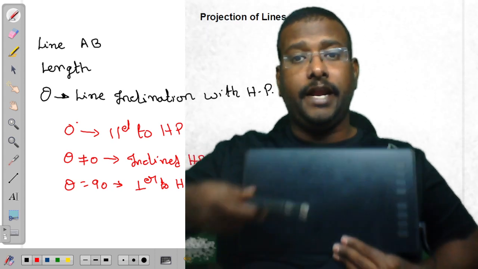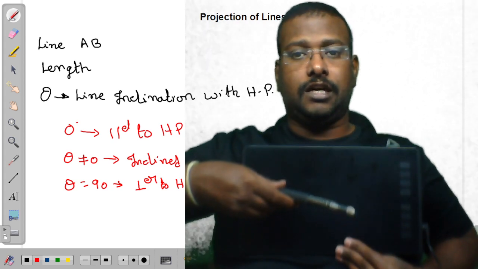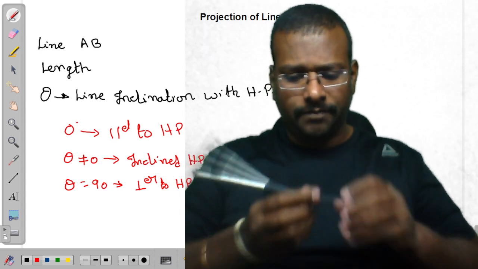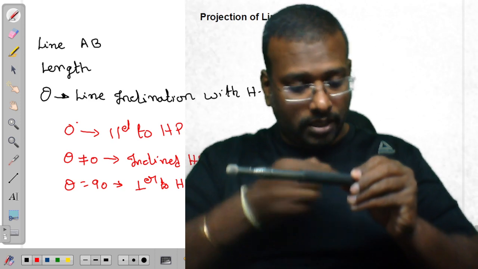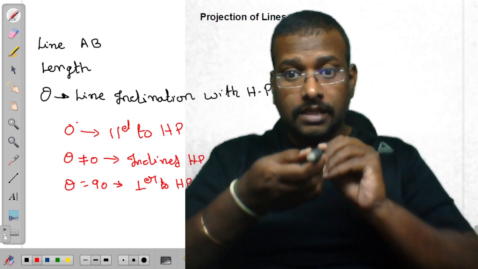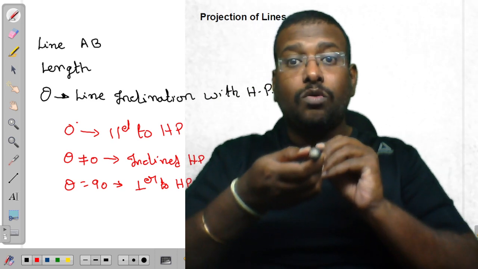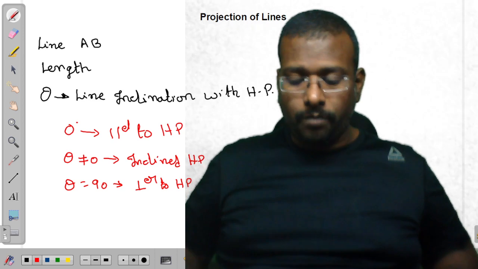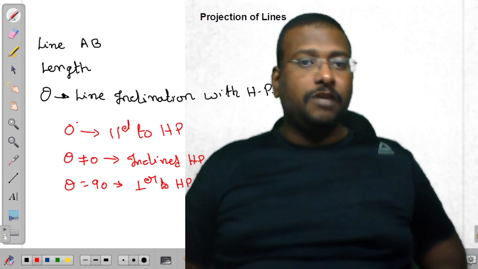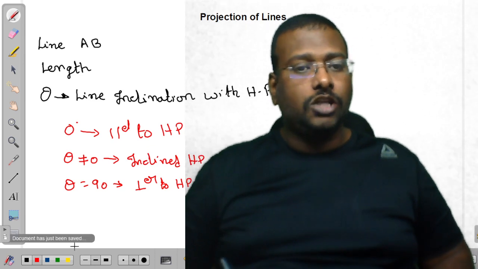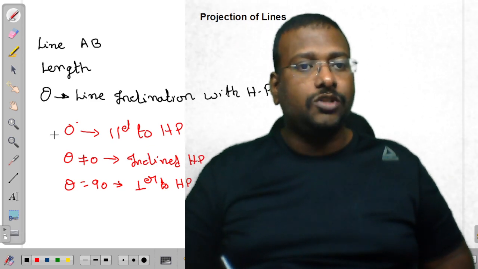Now, when one point is nearer and another point is away, it is called inclined to VP. Just put the pen like this and move it like this. It is nearer to you, then away from you. Therefore, it is inclined to VP. In this case, it is perpendicular to VP. So, what are the different possibilities? Here, the line inclination with VP is considered.